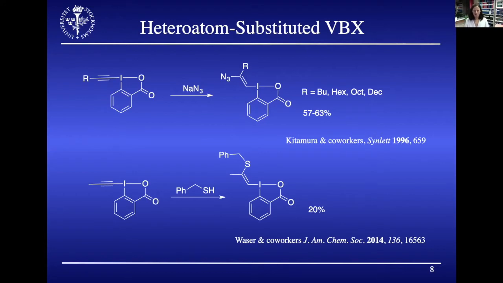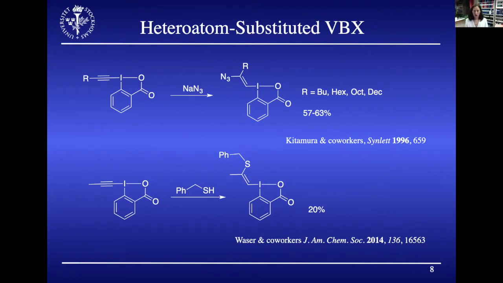But over the time that we were developing this chemistry of VBX, there was a report by Waser and co-workers where they found that taking an EBX reagent and treating that with a thiol, they could isolate a VBX, heteroatom or sulfur substituted VBX in low yields as an intermediate in their reaction towards alkynylation of thiols.